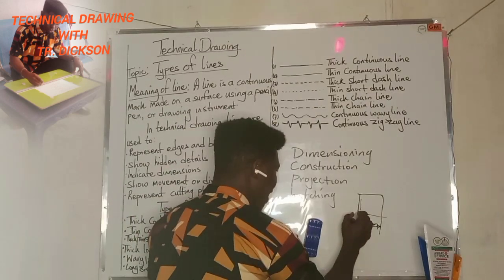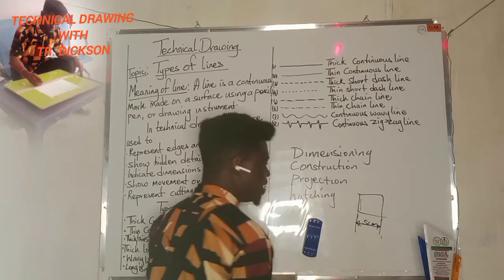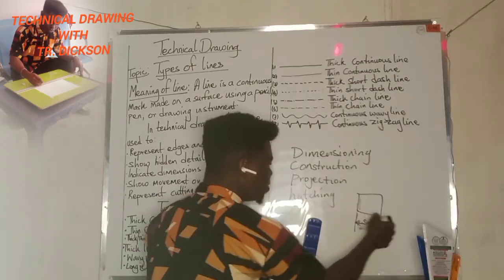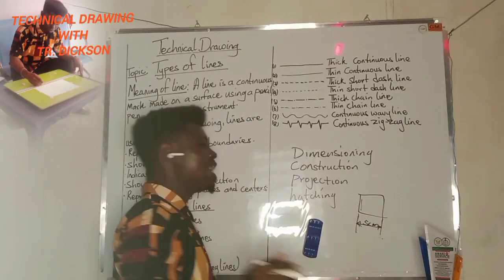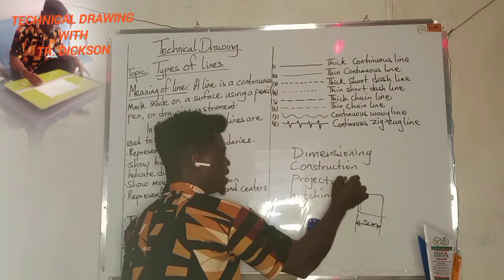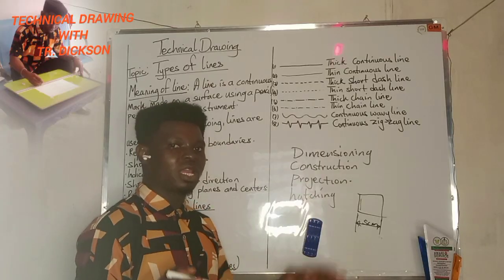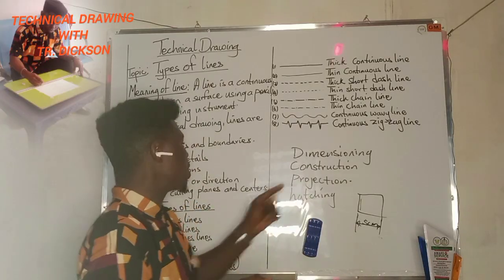Now, what I did here, see this? This line that gives direction is a projection line before I have the dimension. So once I do this to show the edges, the boundaries, now I am projecting. So that defines this. And also the last one we use a thin continuous line for is called the hatching.